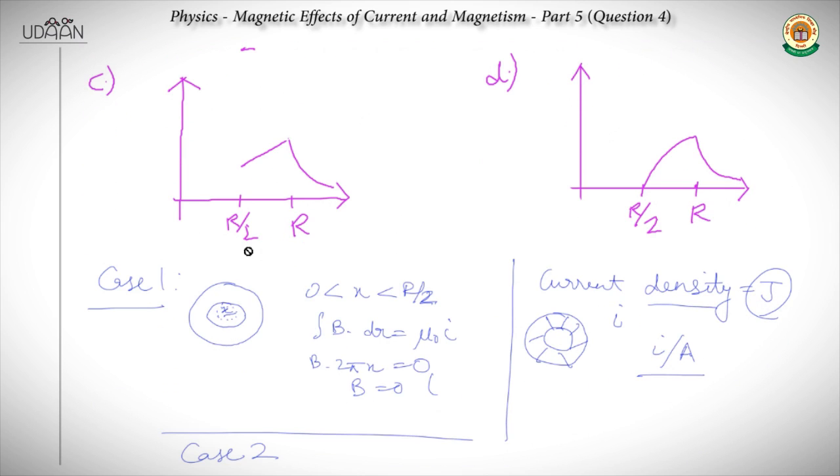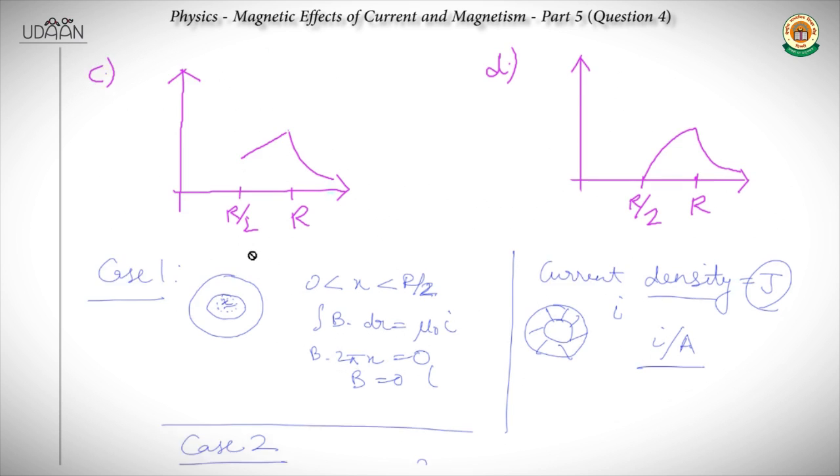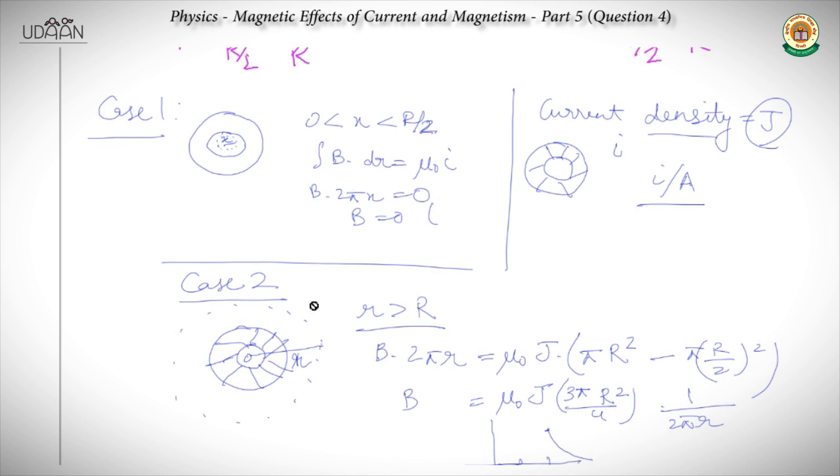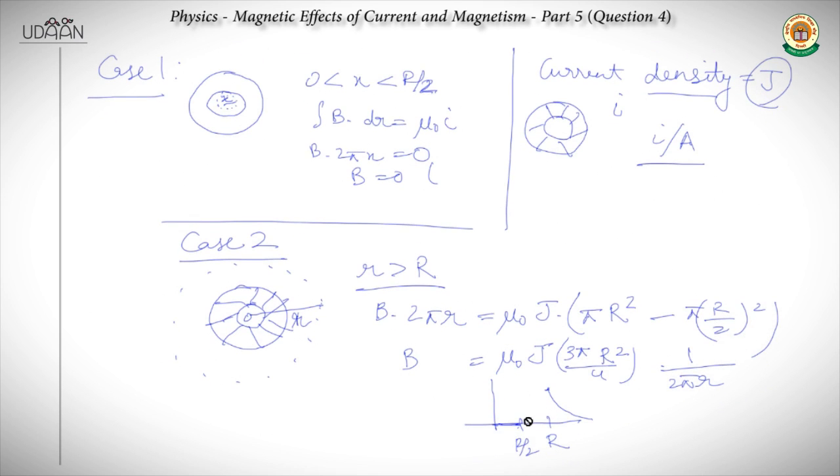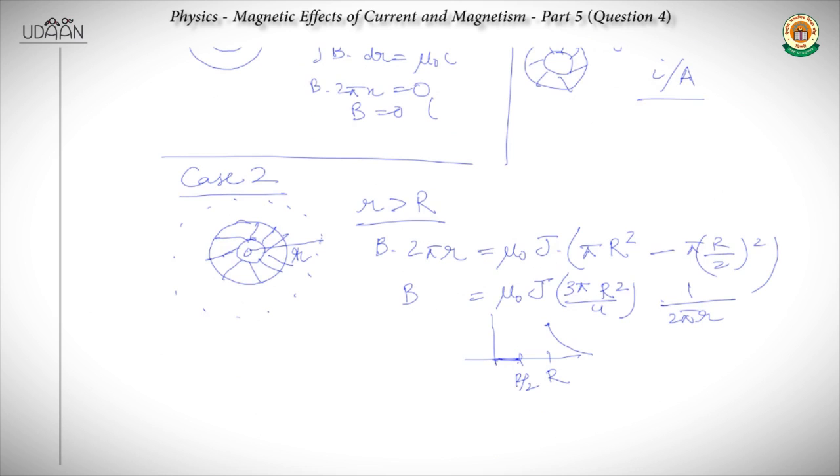So we have 3 different cases over here. The first case starts off by looking at the question from 0 till r by 2, which is the hollow part. The second case looks at the answer from greater than the radius, the outside part. For the first case, the answer comes out to be 0 because there's no current enclosed inside. For the second case, we apply the law and then we get an answer and the graph which looks like this. Till now, this is what we know of the graphs.